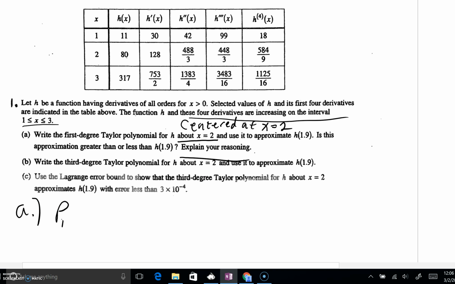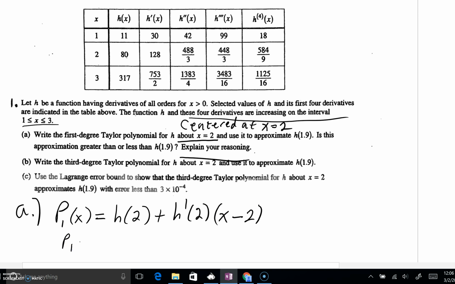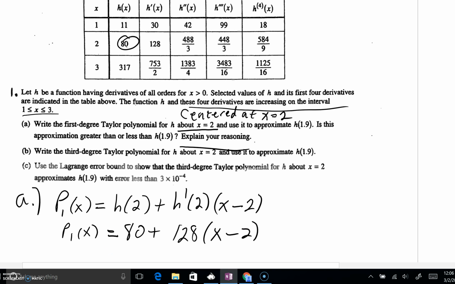I'm going to write P for polynomial, 1 for a degree of 1, and I'm centered at 2. That means I'll have h of 2 plus derivative of h of 2 times x minus 2. And without too much work here, you can see h of 2 is 80, and h prime of 2 is 128. And hey, look at that. Without hardly any work at all, you have your first degree Taylor polynomial.